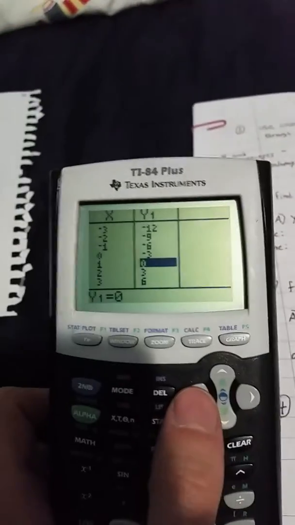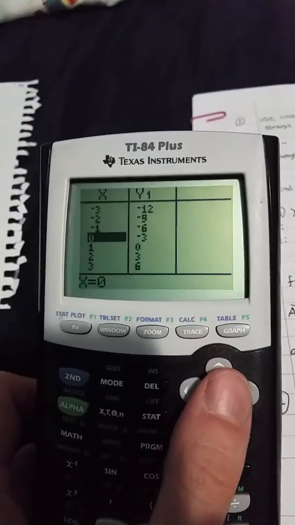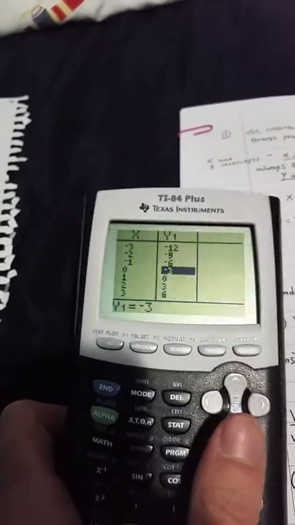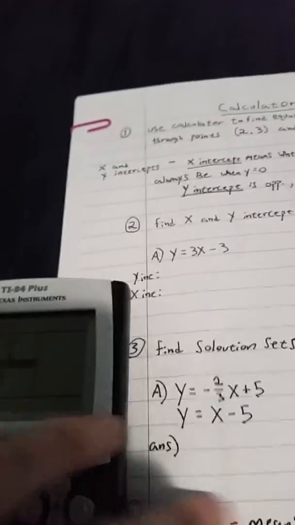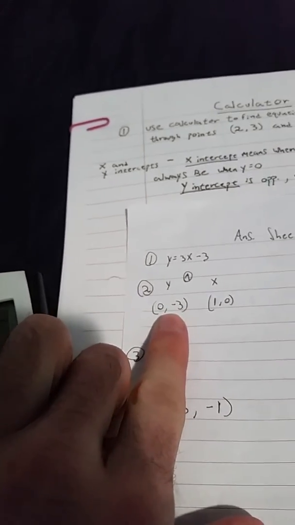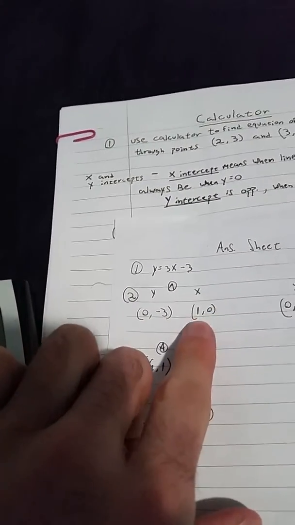The y-intercept, remember, is when x is 0. So we look for when x is 0. We look over here, 0, negative 3. So that's going to be the answer for the y-intercept. So what you would write here, the y-intercept and the x-intercept, our answer would be: the y-intercept is 0, negative 3, while the x-intercept is 1, 0.